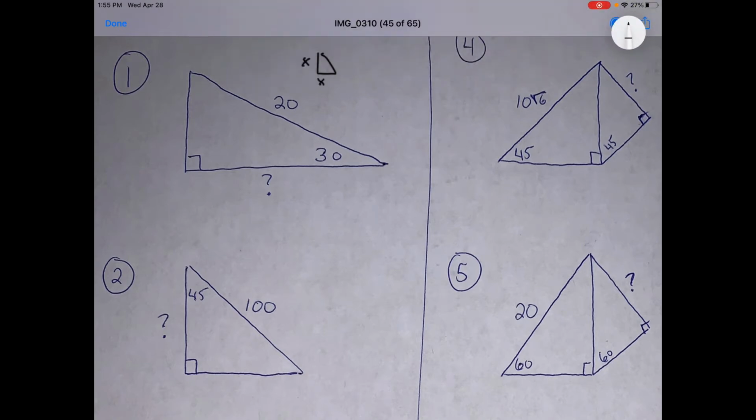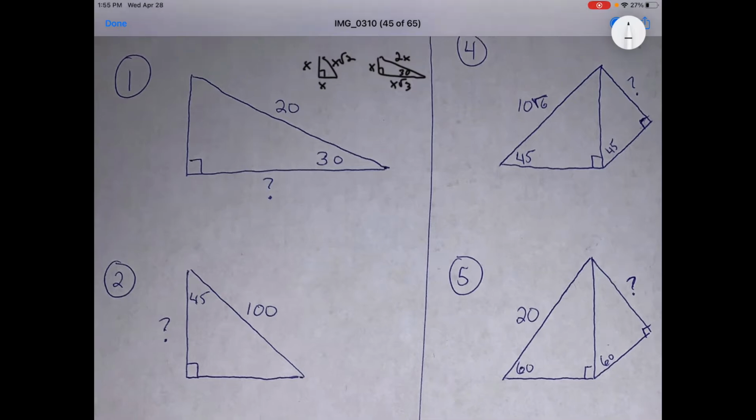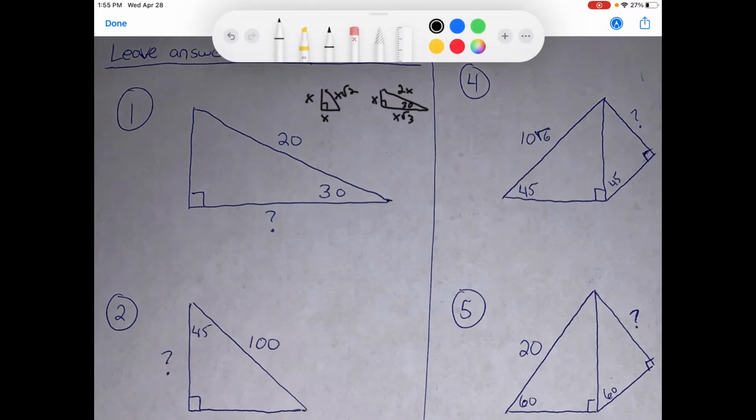You got x, x, and x times root 2 on a 45, 45, 90, and then on a 30, 60, 90, you got x, 2x is the hypotenuse, and x root 3 is your other side. Okay, so we're going to go through these one at a time. Okay, number one.